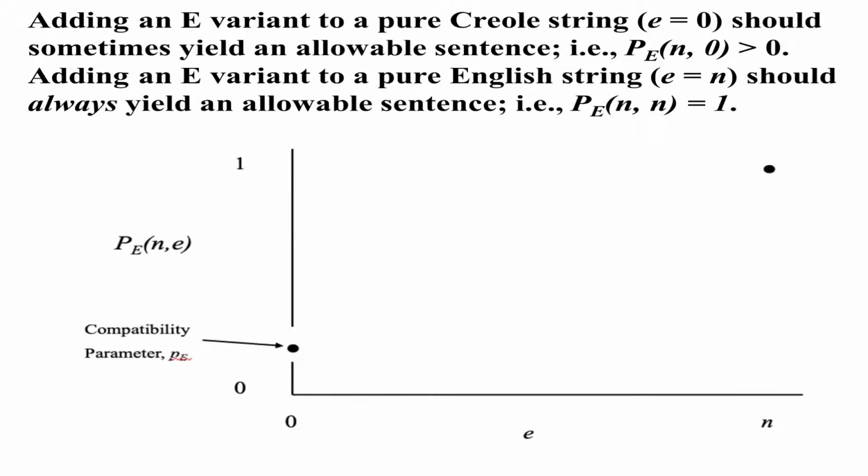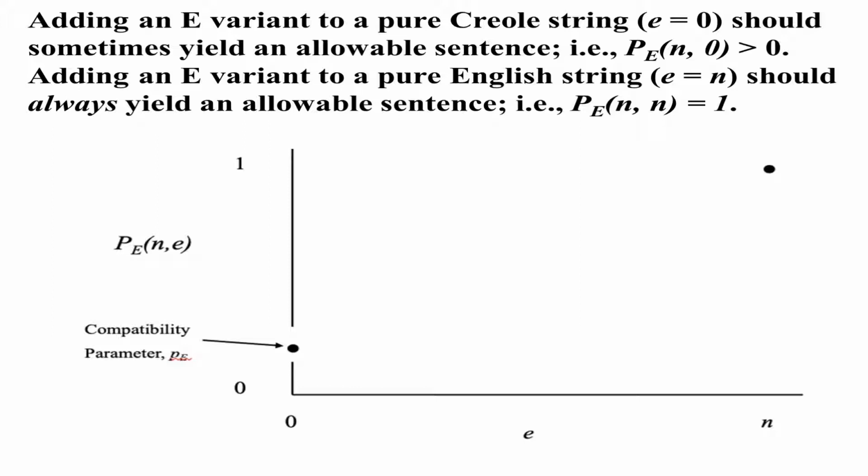So if you add an E to a pure Creole string, you don't want the probability of allowable to be 0, because then you would never get mixing. If you start with a pure Creole and you add an E, there must be some chance that you'll get an allowable string, and that's what is going to allow for E and C mixing. So this point here can't be down here at 0.